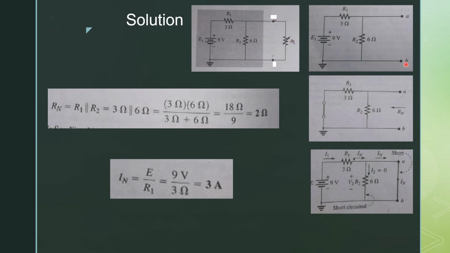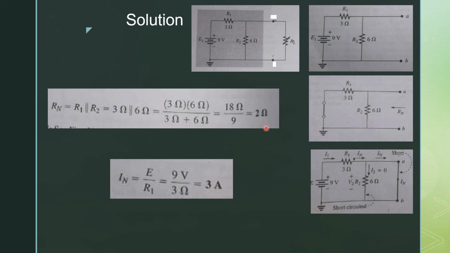In the second step, we have to find the Norton resistance Rn. In order to find the Norton resistance, we have to set all the sources to 0. In this case, we have only a single voltage source, so we replace it with a short circuit. Now you will see that R1 and R2 are in parallel combination, so Rn is equal to R1 parallel to R2. When we put the values of R1 and R2 in the relation, we get the value of Norton resistance, which is equal to 2 ohms.